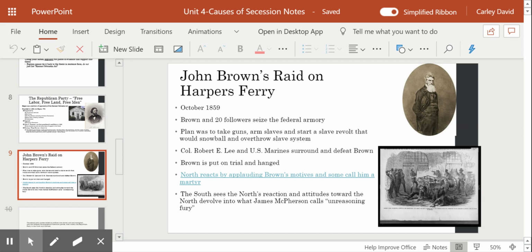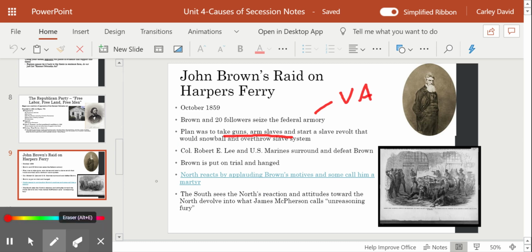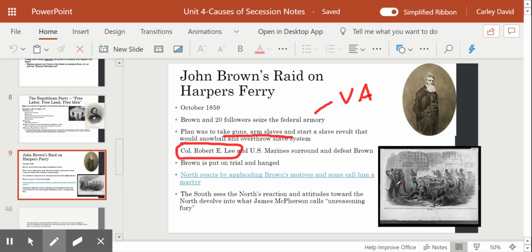And then in 1859, you have John Brown's raid on Harper's Ferry, which is this guy, John Brown, who used violence to take on slavery. He had this big plan that they were going to basically take all the guns and arm the slaves and start a revolt in Virginia. This is Harper's Ferry, Virginia, and he's stopped pretty easily right away by Colonel Robert E. Lee, who becomes the leader of the Confederate Army later on in the Civil War. But they defeat Brown. He's put on trial and hanged.